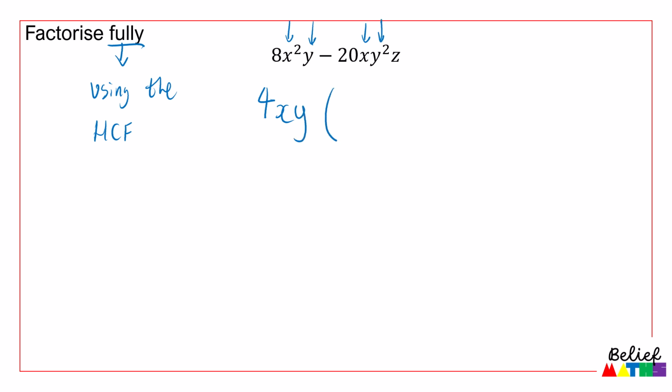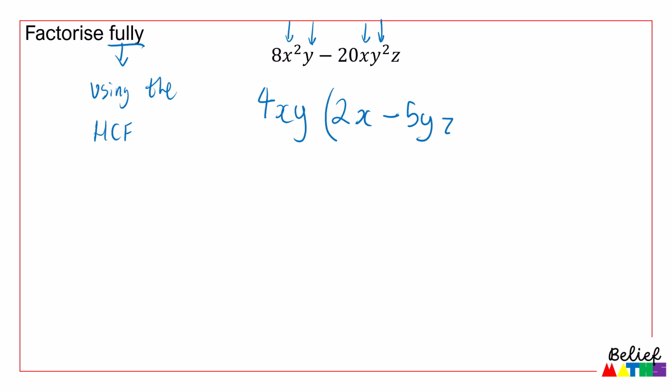Now if we think, well, what do we multiply 4xy by to get 8x squared y? Well, 8 divided by 4 is 2. x squared divided by x just gives me an x left. And then obviously the y's have cancelled out. Then negative 20 divided by 4 is negative 5. x divided by x, they just cancel out, gives us 1. y squared divided by y gives us y.